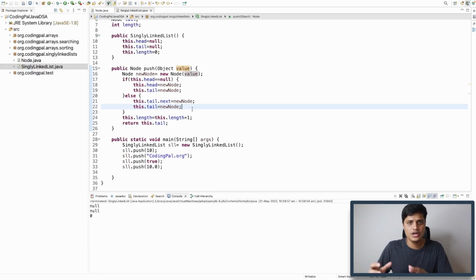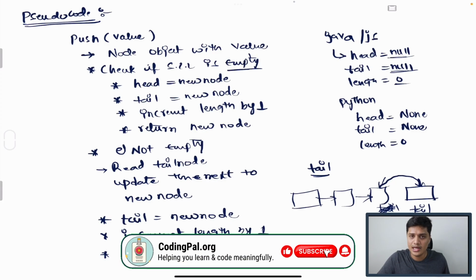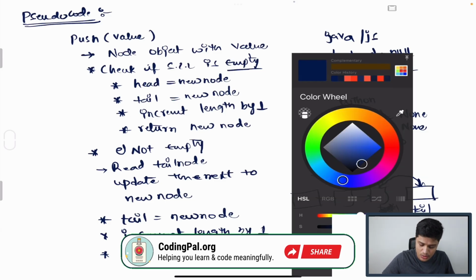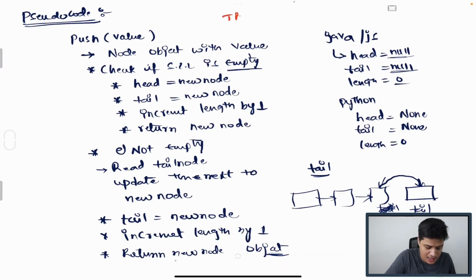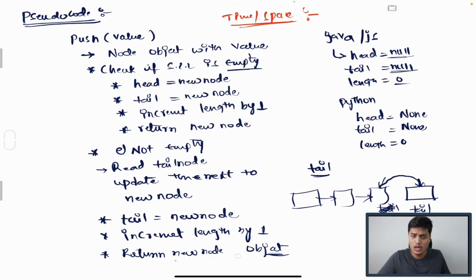Okay, in the next video I will explain how you can traverse the entire singly linked list so that we can print it and validate the results. Now we have written the programmatic implementation of push functionality as well, right? Now let's try to understand the time complexity and space complexity involved in performing the push functionality on a singly linked list.